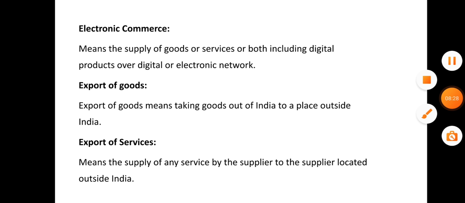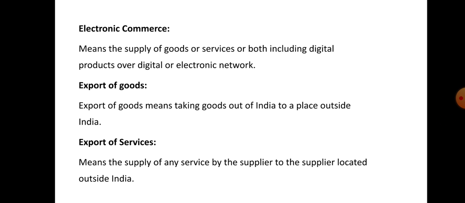Next is export of goods. Export of goods means exporting goods from our home country to another country, or taking goods out of India to a place outside India. We call it the export of goods. Export of goods is given under section 2 subsection 5. Electronic commerce, its definition is quoted under section 2 subsection 44.